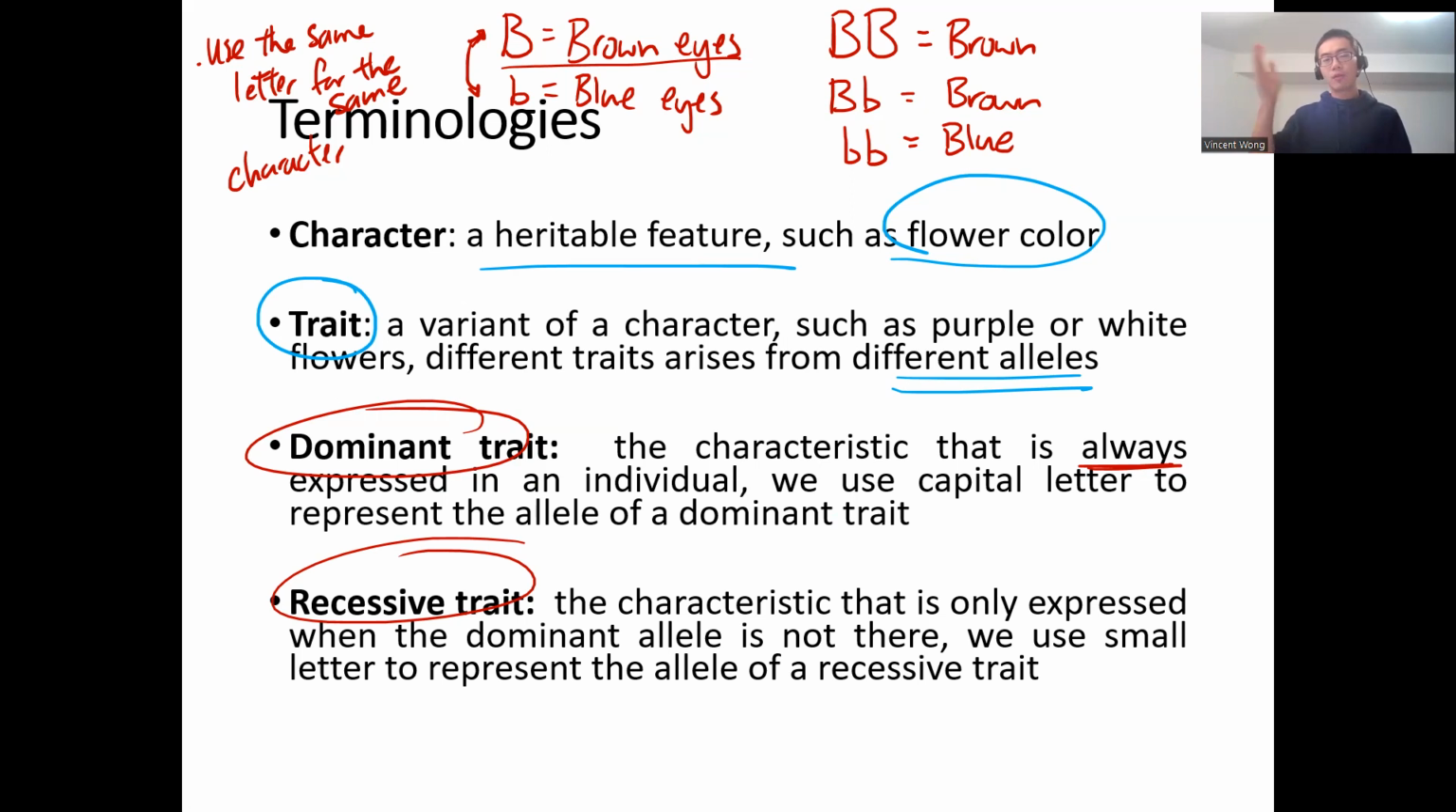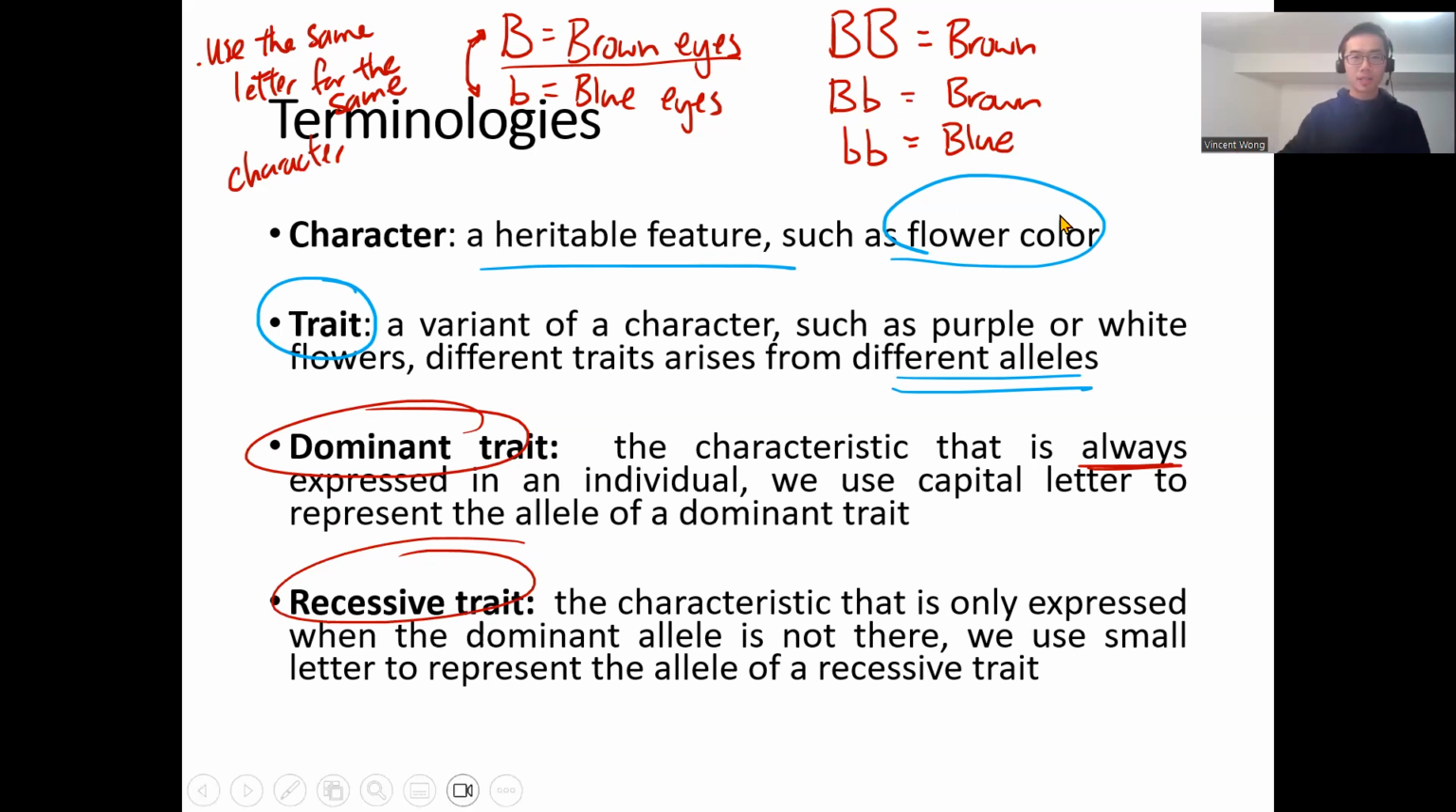So if you see someone with brown eyes, you don't know if they are big B, big B, or big B, small b. You have to figure out their family background. But if someone has blue eyes, then you know they are small b, small b.